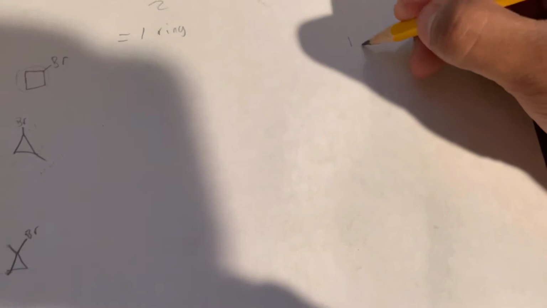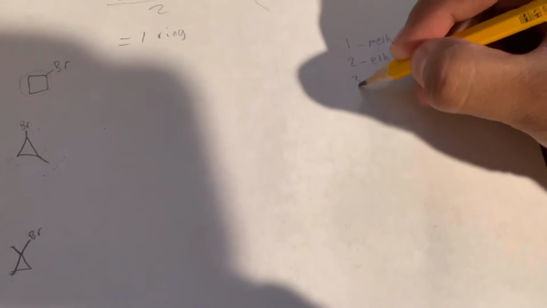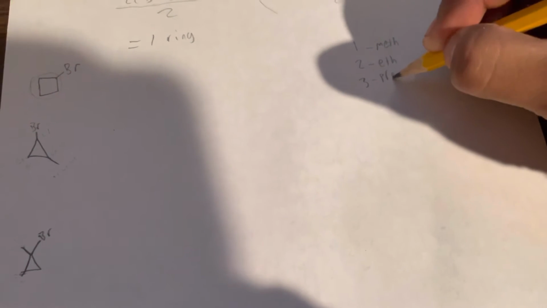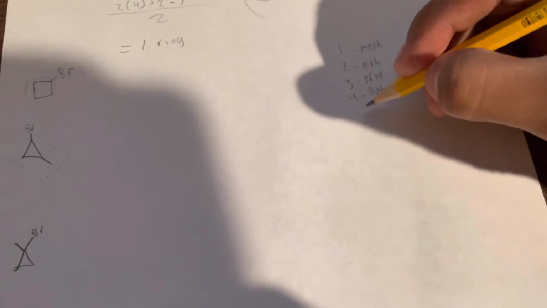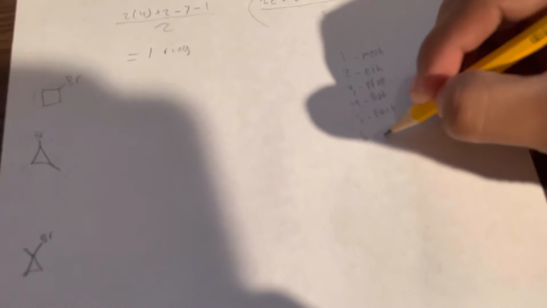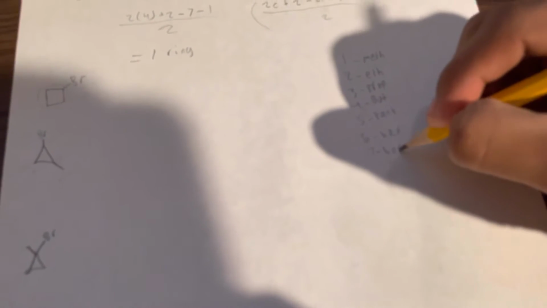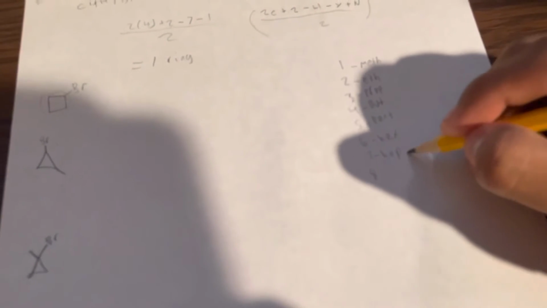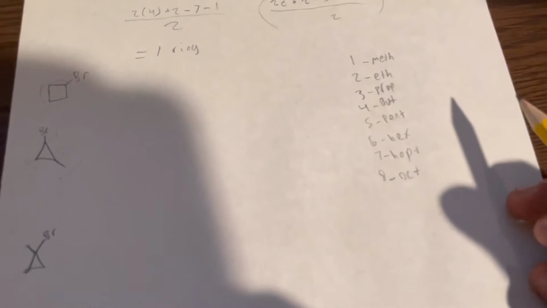So 1 is meth, 2 is eth, 3 is prop, 4 is bute, 5 is pent, 6 is hex, 7 is hept, and 8 is oct. I'm just gonna write these for now because I don't think we're gonna be going any further than that.